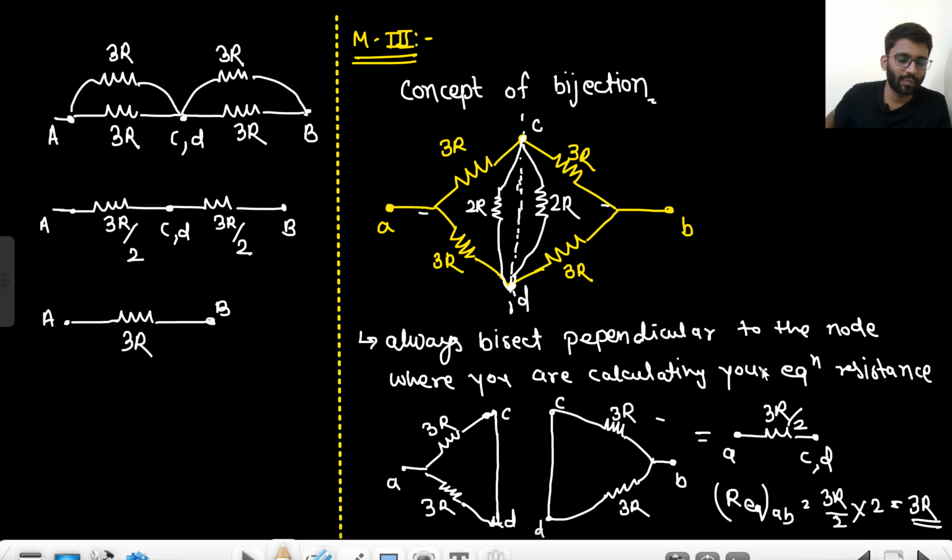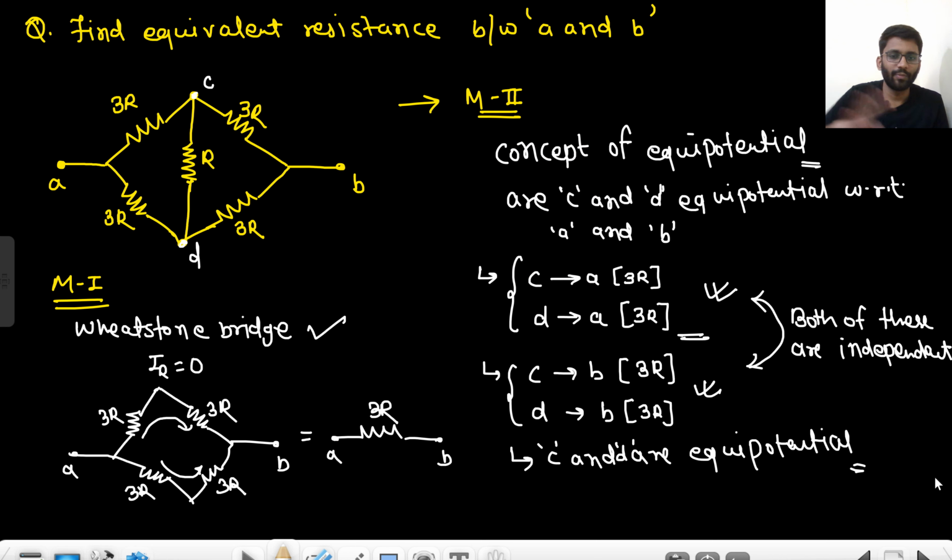We will solve many problems based on equipotential and bijection, and then it will all be easy for you. Equipotential, what did we do? We picked two points, C and D. We wanted to check if these two nodes are equipotential or not. So how did we check? We are checking between C and D, so forget about A and B.